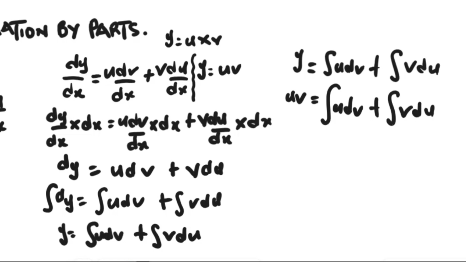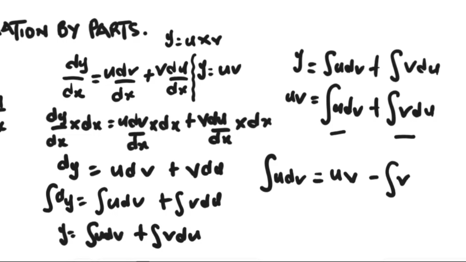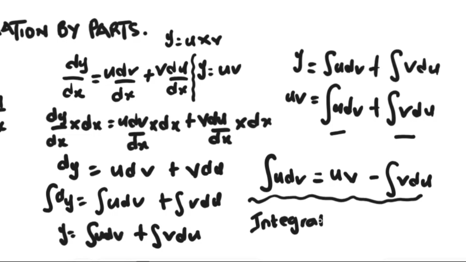You can decide to make either integral u dv the subject of the formula, or make integral v du the subject. Most textbooks use integral u dv as the subject. So integral u dv gives us uv minus integral v du. This is the formula we refer to as integration by parts. The parts here are u and v: u is a function, and dv is a function.